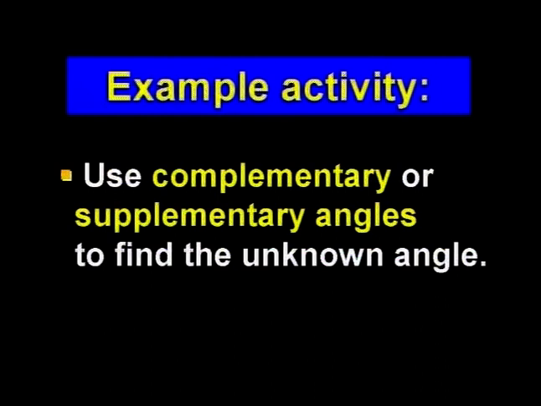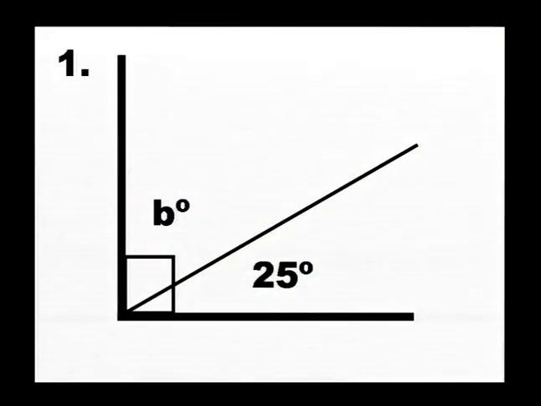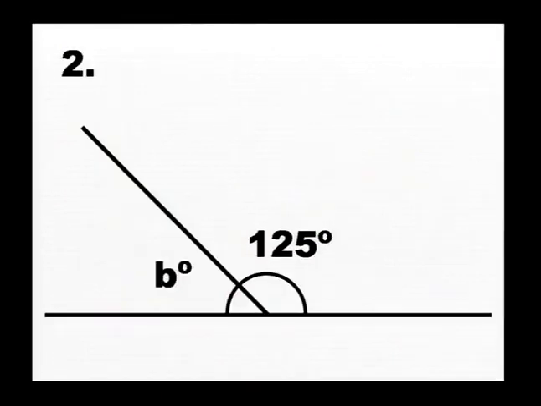Is that clear? Okay, here is the first one. Can you work out the unknown angle, B? If this angle is 25 degrees, what about this angle here? What will be the degree there? Work it out. As soon as you are finished, you put your hands up. Okay, the next activity.